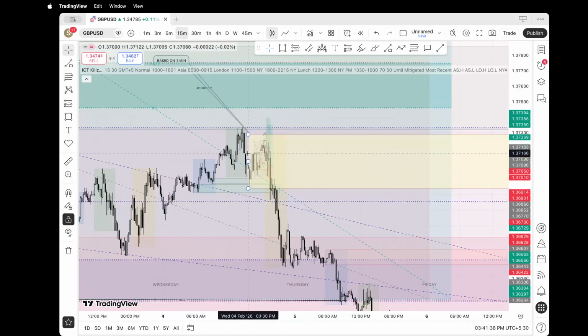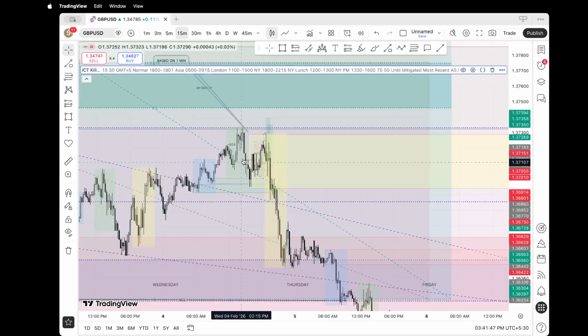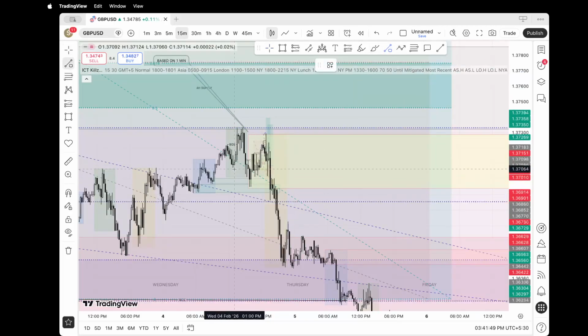So if the confirmation is there, you can see here, this is the break of structure right here, and exactly right here, this is a beautiful change of character. It did retrace to the best zone, and then it just fell down. So indeed this was one of the best trades that I could have taken, but I missed it.